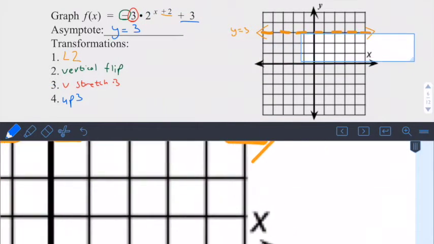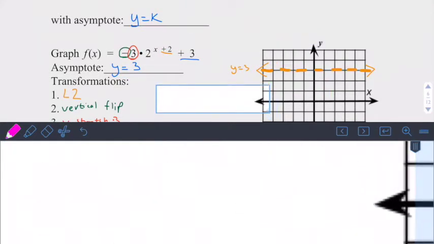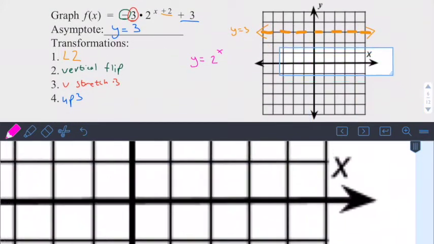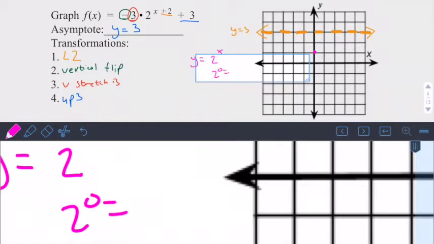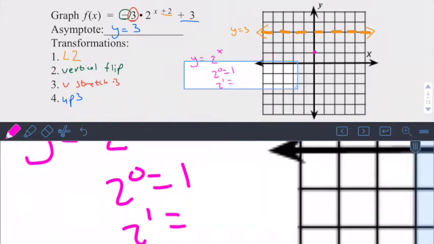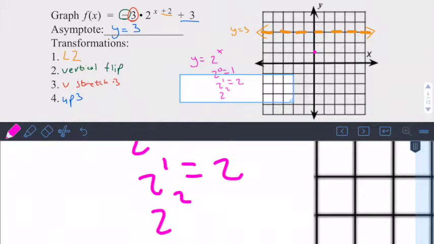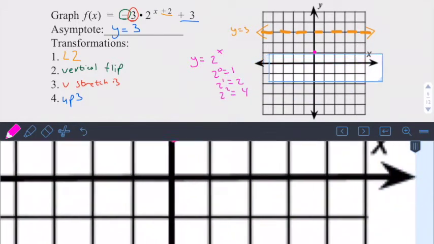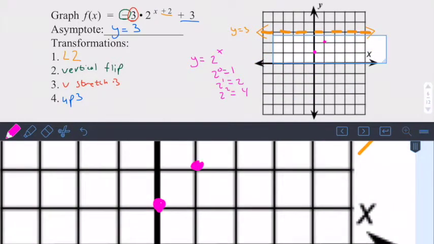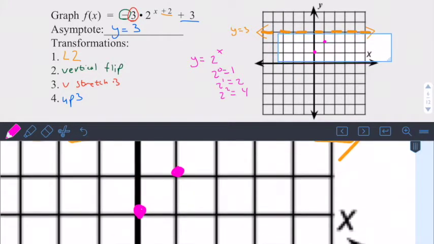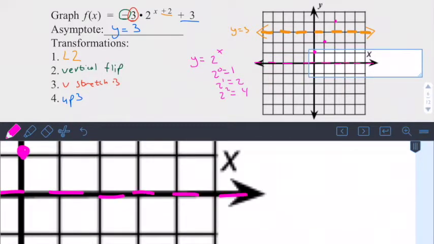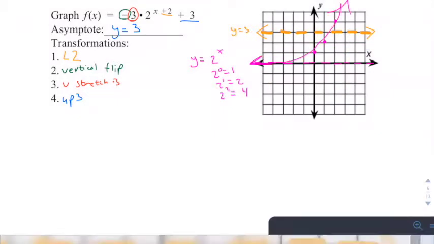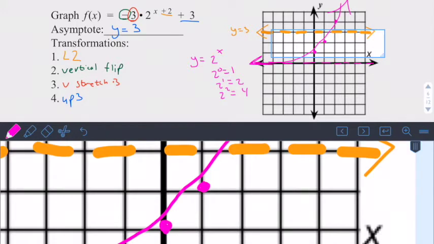So remember I need to draw my parent function, right? My parent function is y equals 2 to the x. And if you remember that, we had 0, 1, right? 2 to the 0th is 1. 2 to the first is 2. 2 to the second, 2 times 2, 4. So the points are 1, 2, 2, 4. And originally our asymptote was here. So there's my parent function, and now I'm going to do all my transformations of those 3 points.